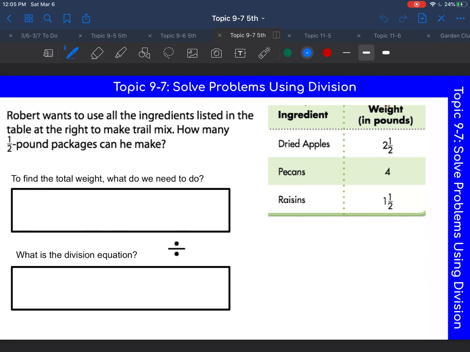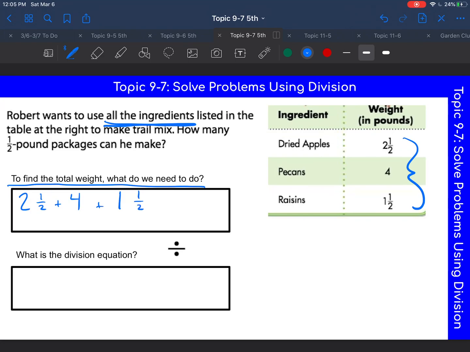So this first problem says, Robert wants to use all of the ingredients listed in the table at the right to make trail mix. How many half-pound packages can he make? Well, he wants to use all of the ingredients. So what do you think we have to do with all of these first? Because the ingredients are dried apples, pecans, and raisins, we have to add all of them. So first, to find the total weight, we need to add 2.5 plus 4 plus 1.5.